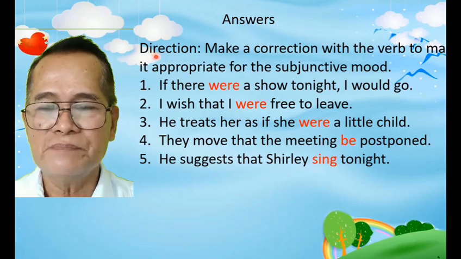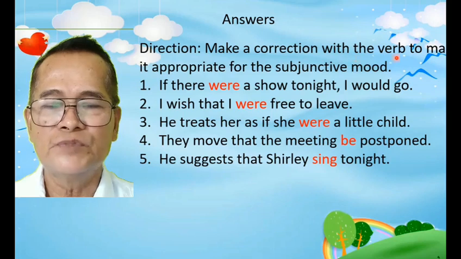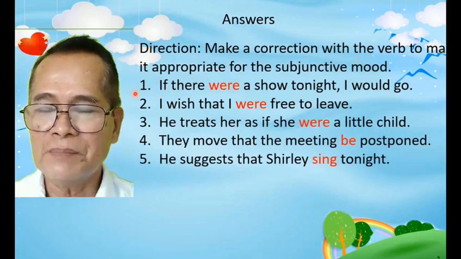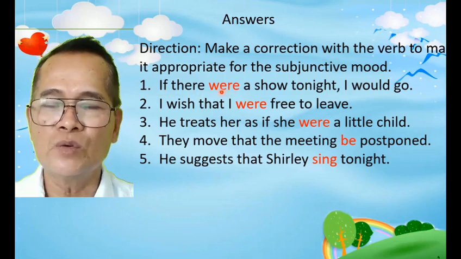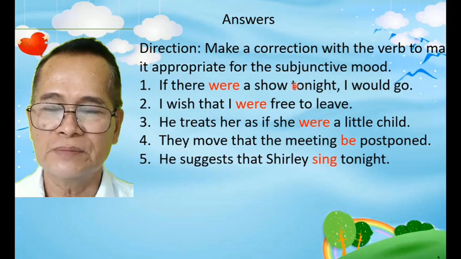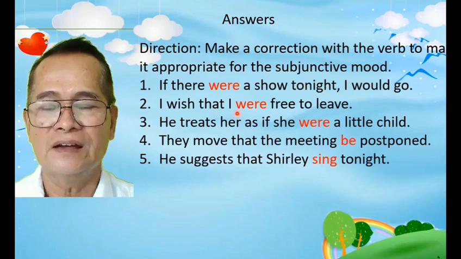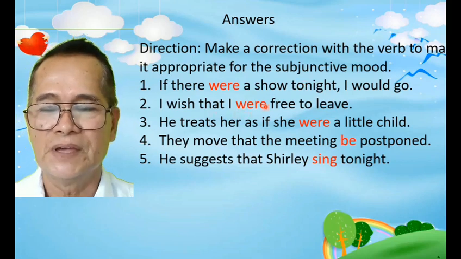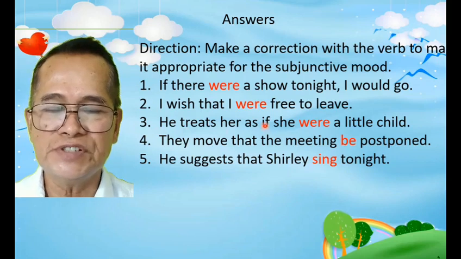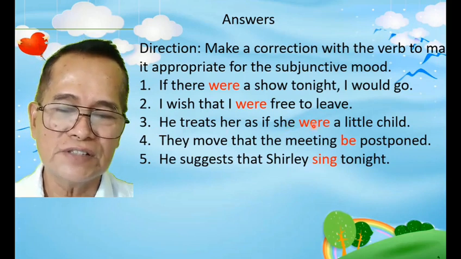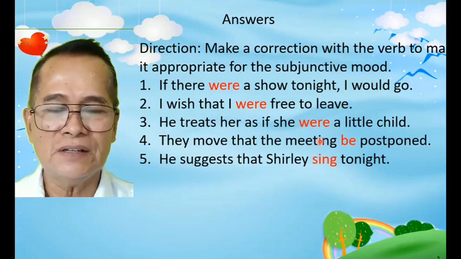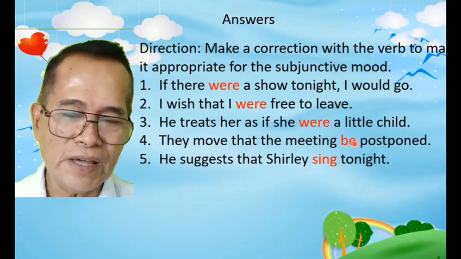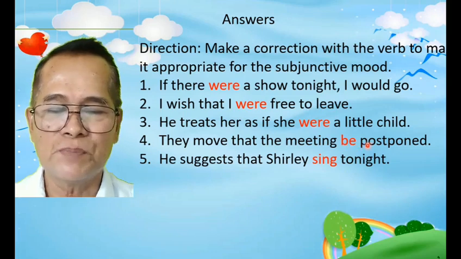Alright, our direction is make a correction with the verb to make it appropriate for the subjunctive mood. And number one, if there were, yan, ang was ay magiging were sa subjunctive mood. I wish that, ang was ay magiging were din. She treats her as if she, doon sa ating original sentence, was ito, dapat ay were. They moved at the meeting, yan, itong is magiging be postponed.